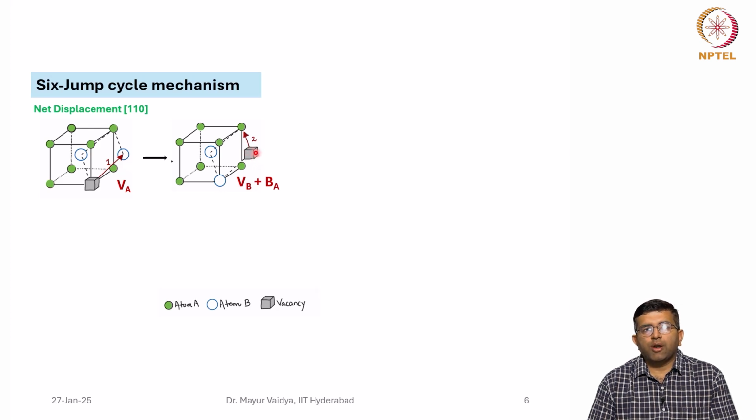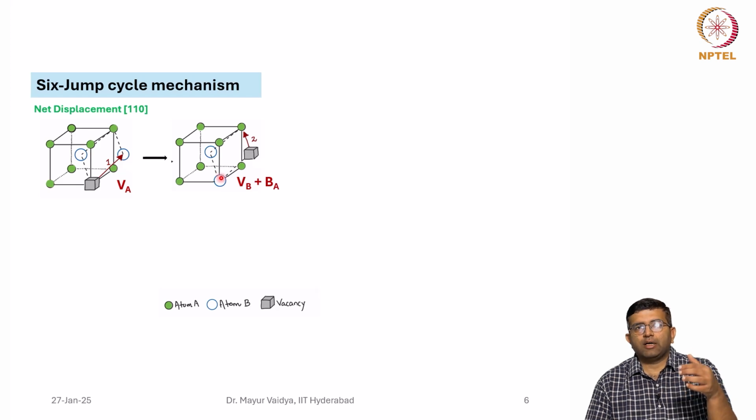Now you have a vacancy at the B side. Remember, this was VA and now it becomes VB, plus you have an anti-site defect on B. So now you see that the structure has lost its order. That is why a simple exchange does not always work. Therefore, to preserve the order, a sequence of jumps is required.